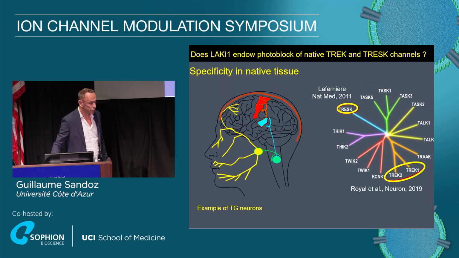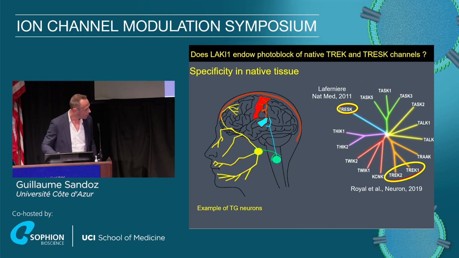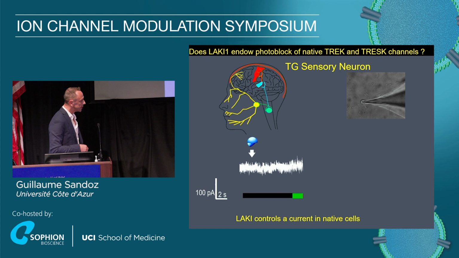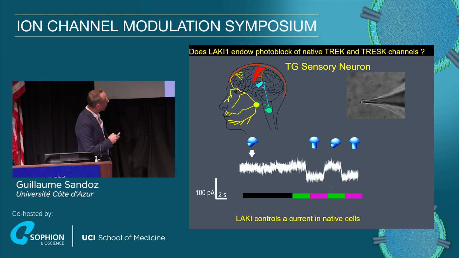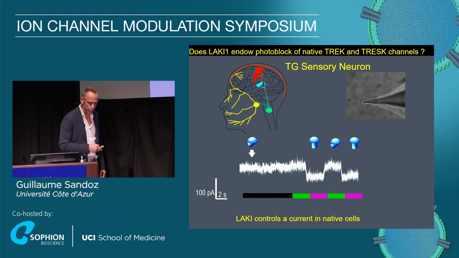Now, the next step was to determine the specificity of this molecule in native tissue. Therefore, we went back to our trigeminal neurons and looked at the effect of the molecule and the light on these neurons. We did exactly the same experiments as in the heterologous system. First, we apply the drug to the neuron. We didn't observe any effect. We apply the green light. We didn't observe any effect. And then when we shine the UV light, we were able to see a current which is stopped in UV, open in the green, stopped in UV, open in the green.